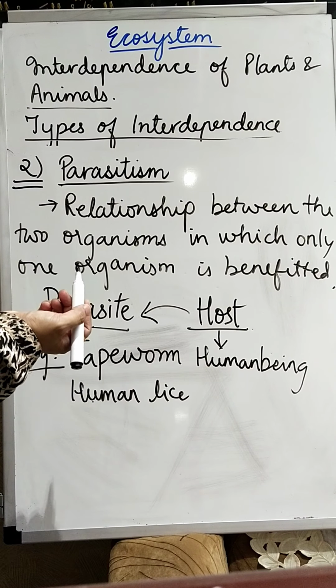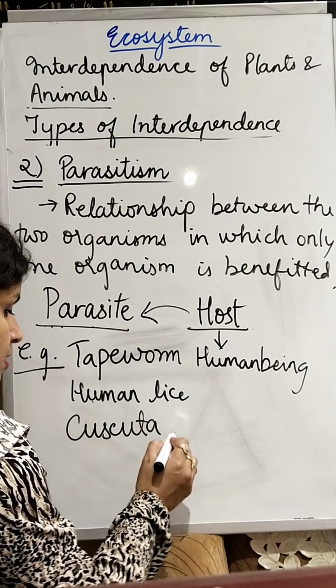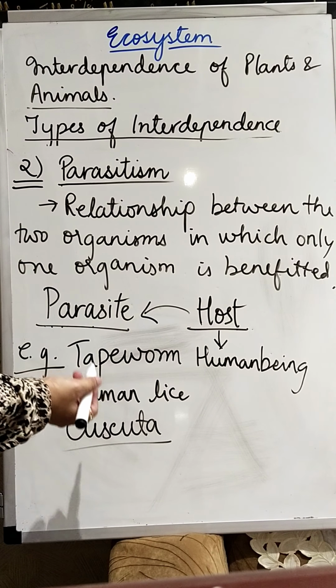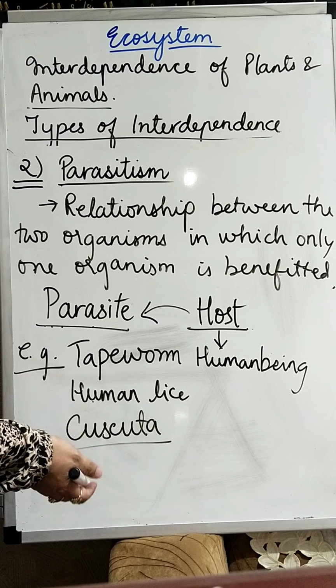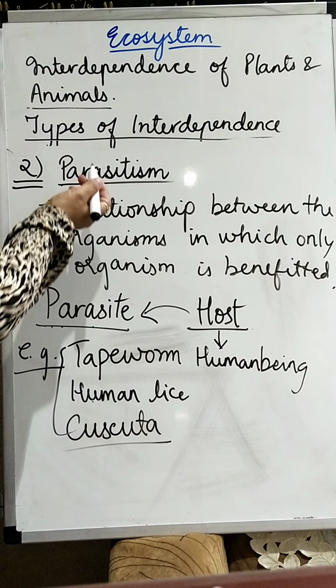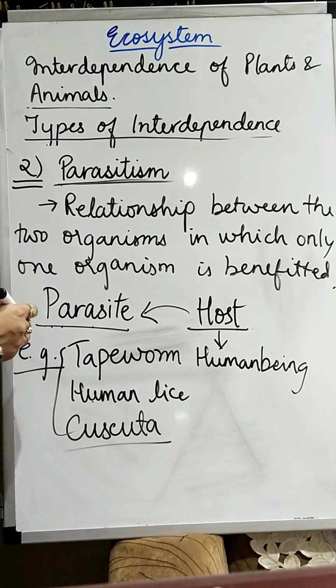Now if we take another example, cuscuta. Cuscuta is a non-green plant, so it derives its ready-made food from the host. So these are a few examples that show the parasitism relationship.